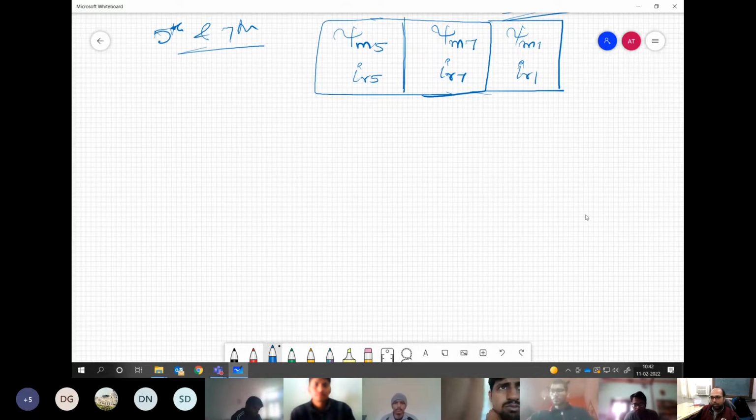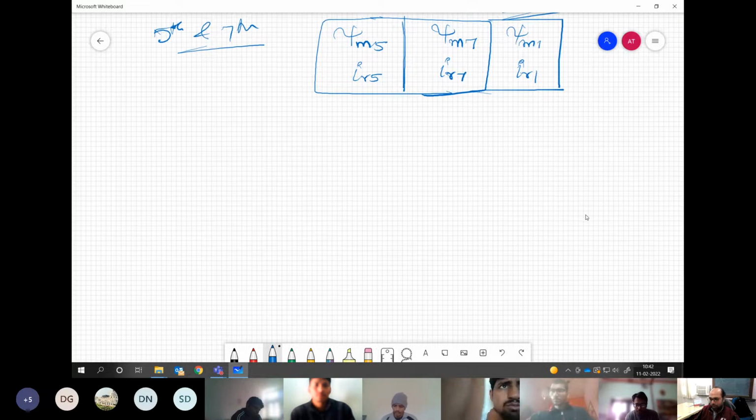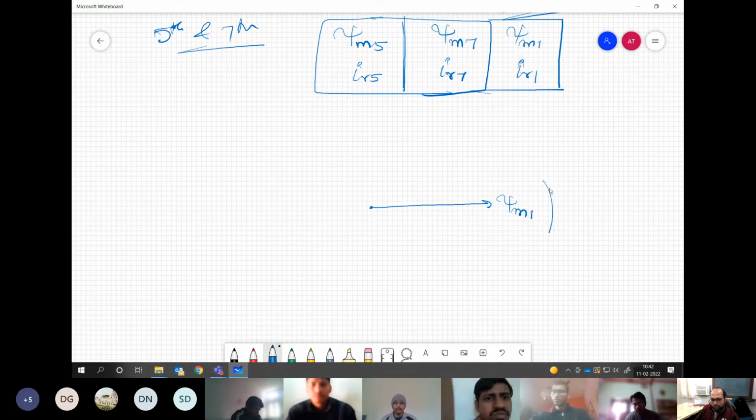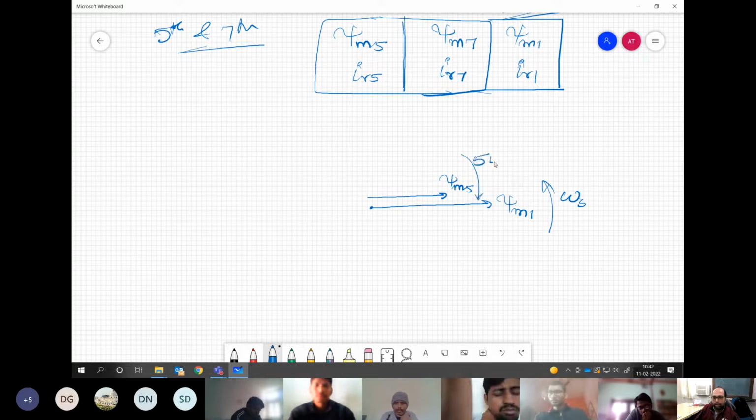So interaction of flux and current we know is torque. So definitely we are talking about the quantity torque. So we will only draw these phasors, and because we are talking about the interaction of these quantities, we will draw everything in the same phasor diagram. So what I do, I draw, let's say psi m1 here. So this is rotating with omega s in the counterclockwise direction. Then I have psi m5, which is rotating in clockwise direction with 5 omega s. Then I have psi m7, which is rotating in counterclockwise direction with 7 omega s.